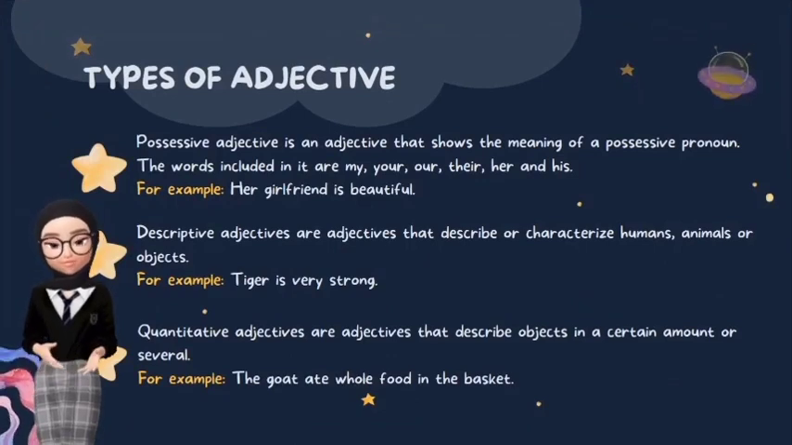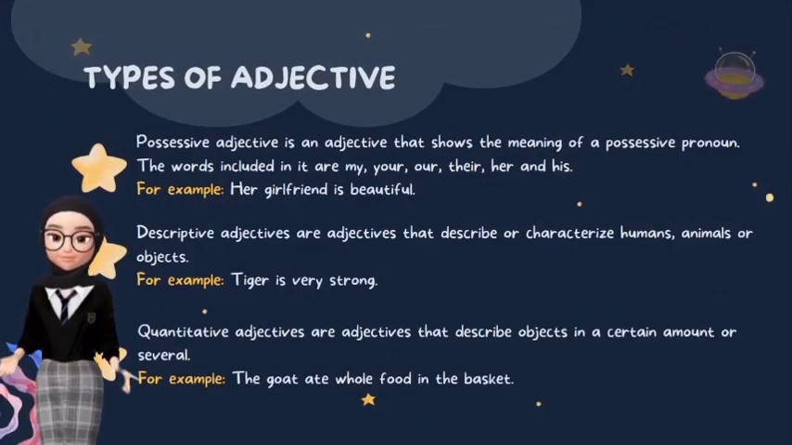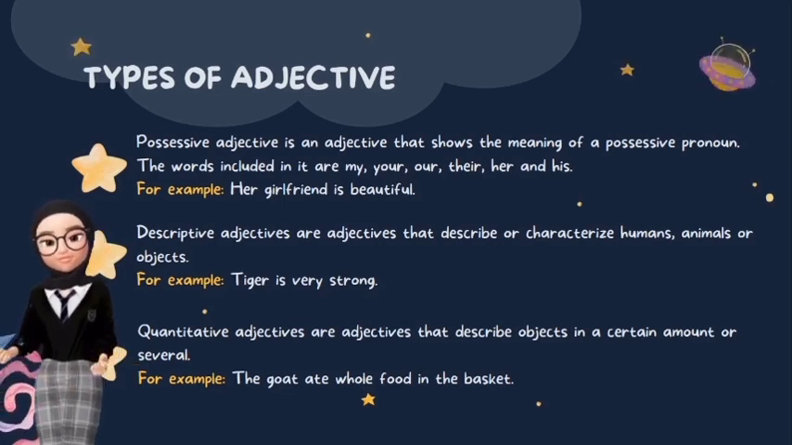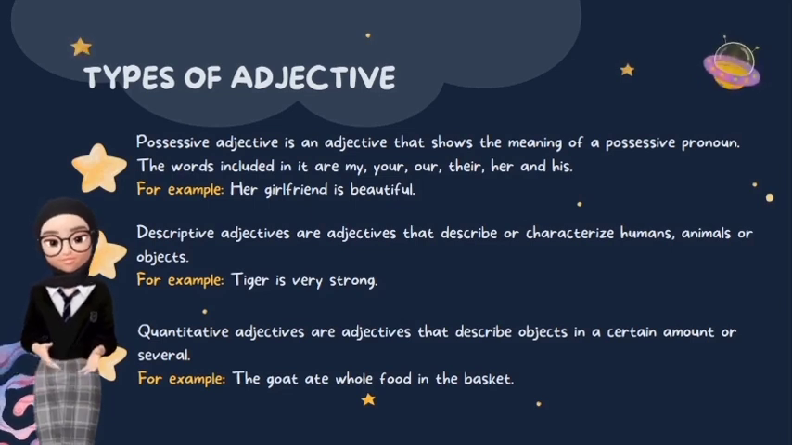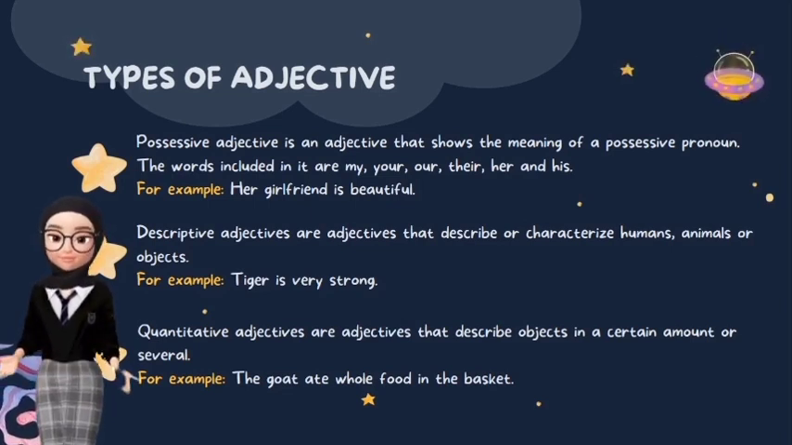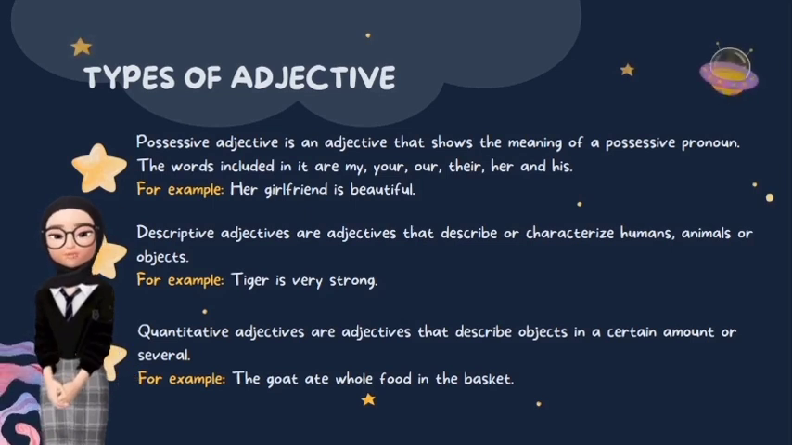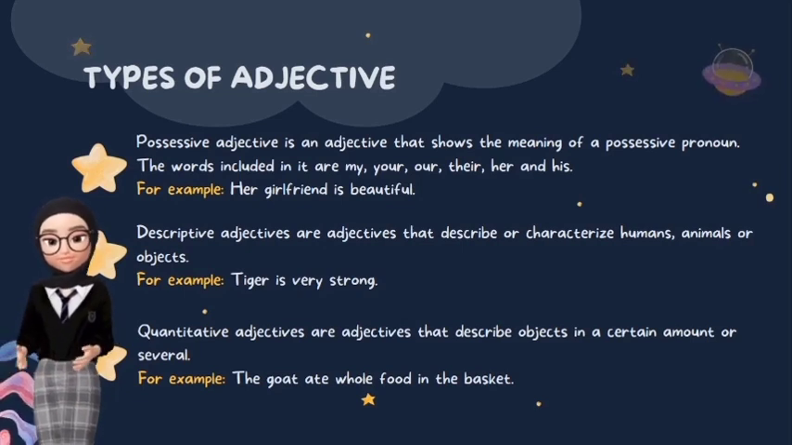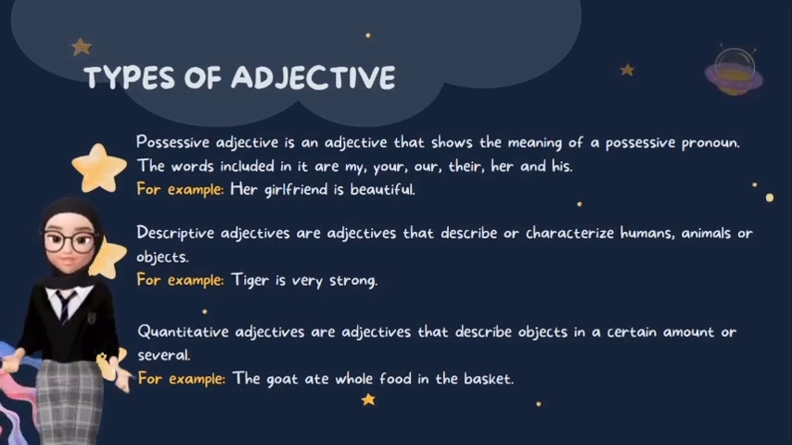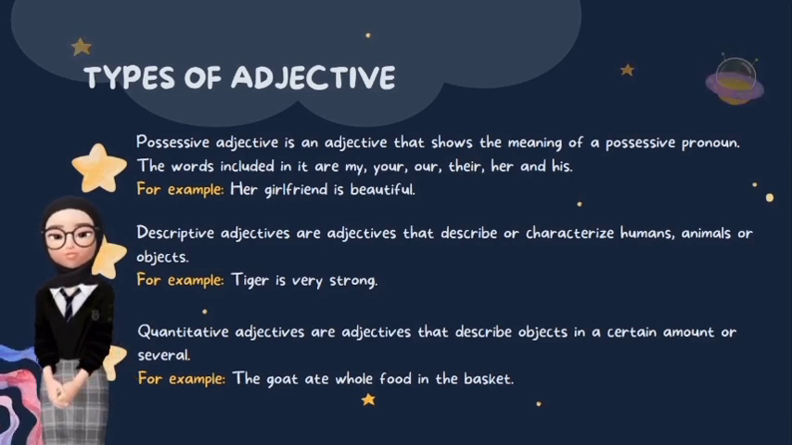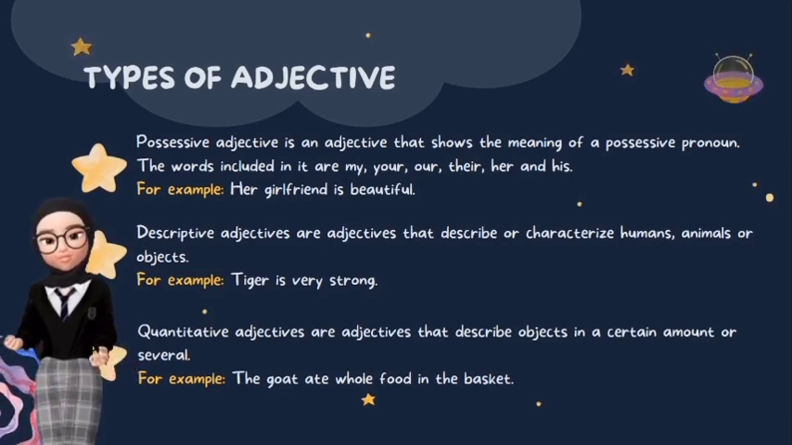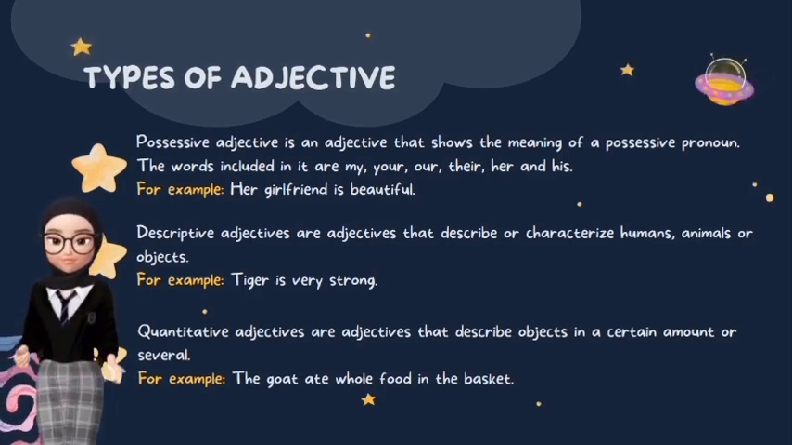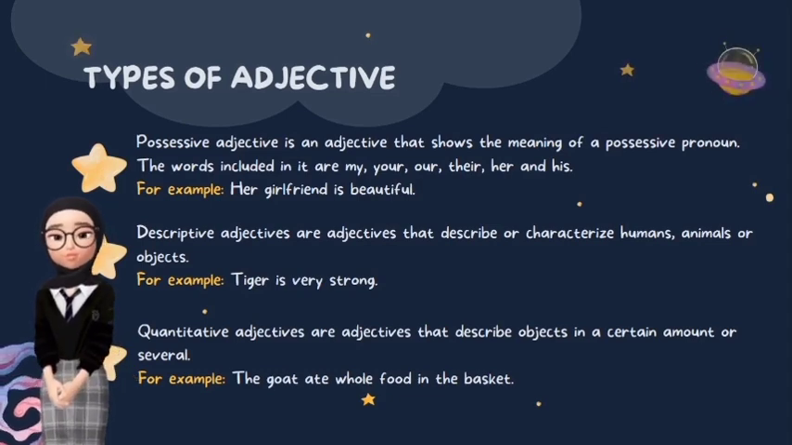Types of adjective. 1. Possessive adjective is an adjective that shows the meaning of a possessive pronoun. The words included in it are my, your, our, their, her, and his. For example, her girlfriend is beautiful. 2. Descriptive adjectives are adjectives that describe or characterize humans, animals, or object. For example, tiger is very strong. 3. Quantitative adjectives are adjectives that describe objects in a certain amount or several. For example, the goat ate whole food in the basket.